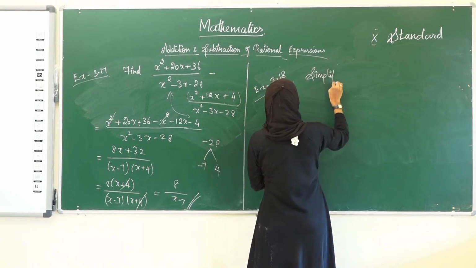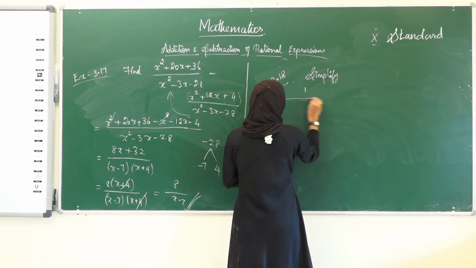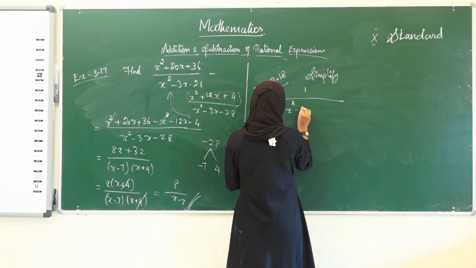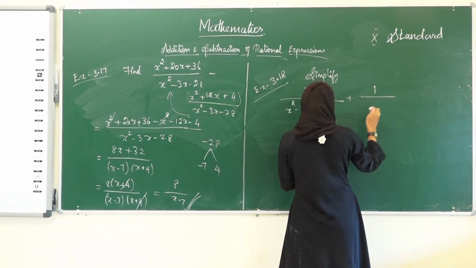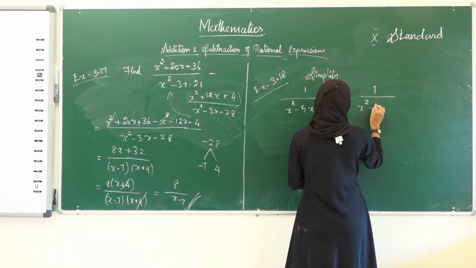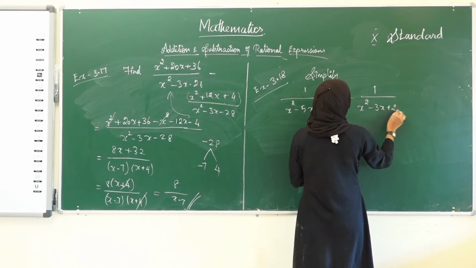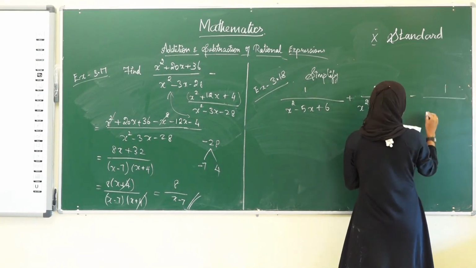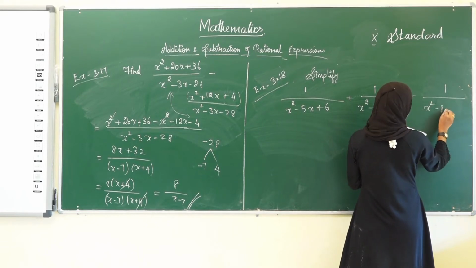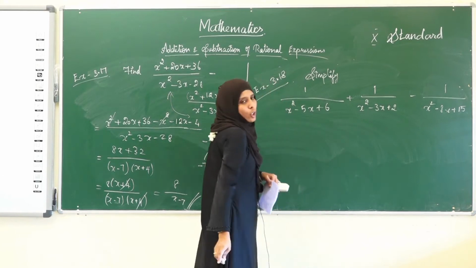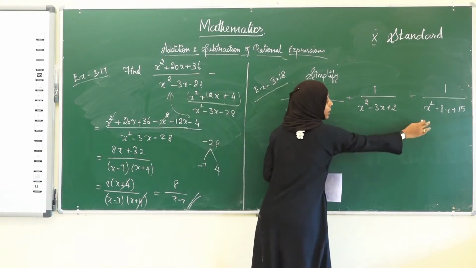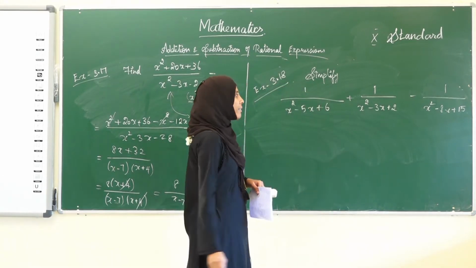Simplify. What do you have to simplify? 1 divided by x square minus 5x plus 6, plus 1 divided by x square minus 3x plus 2, minus 1 divided by x square minus 8x plus 15. Okay. See the denominators. We have different denominators. That is, we have unlike denominators.